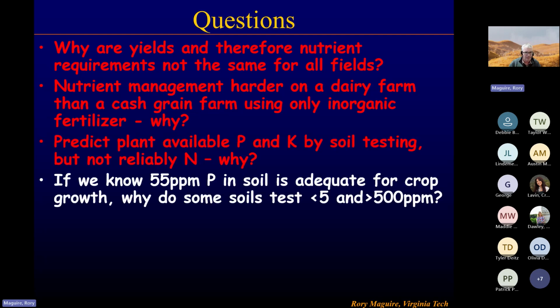So if we know 55 parts per million in soil is adequate for crop growth, why do some soils test below 5 or above 500? Can anybody guess, if you wanted to go look for a below 5 or 500, where that might be?